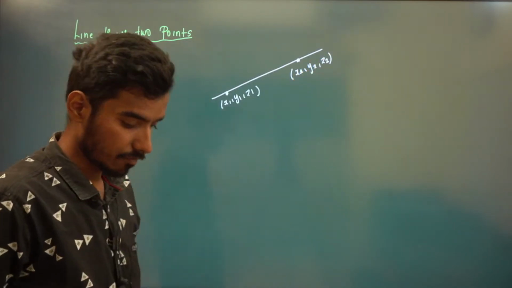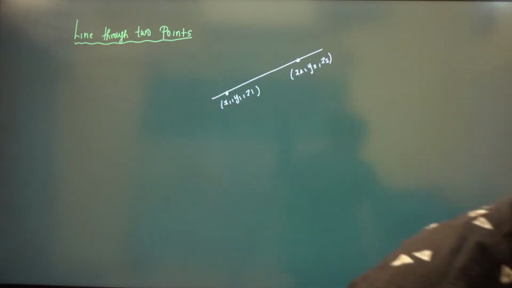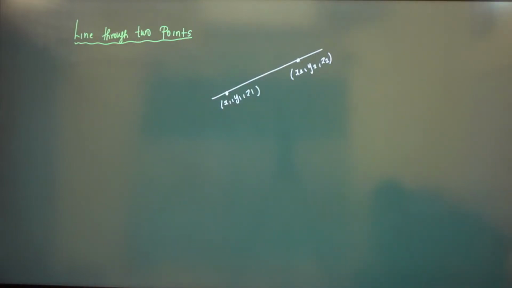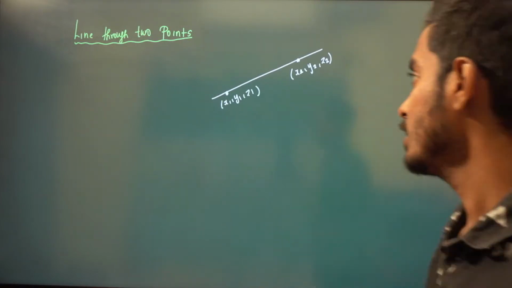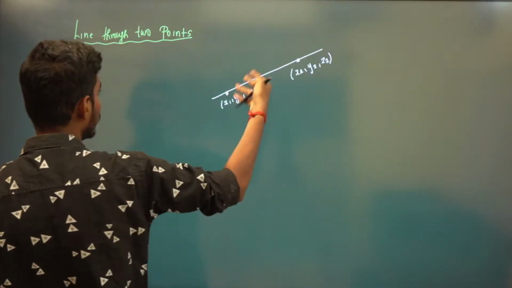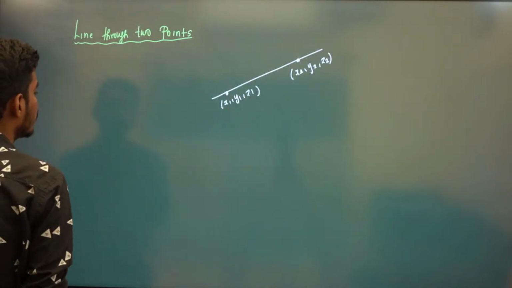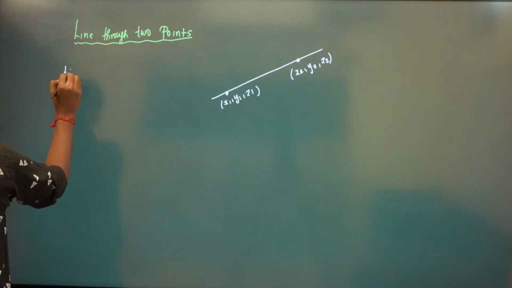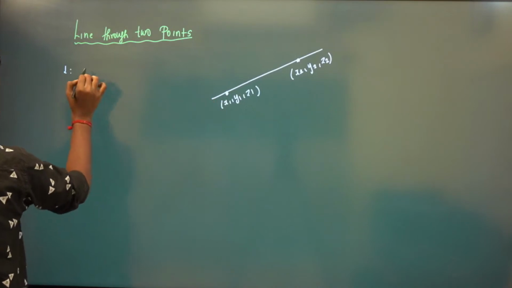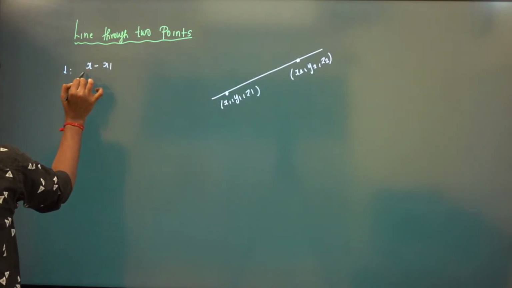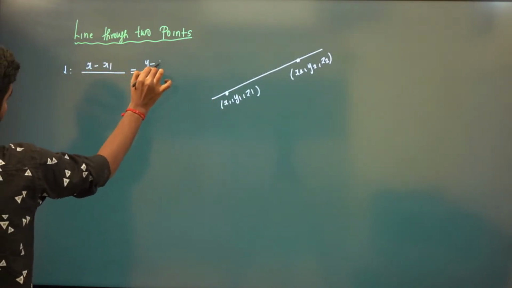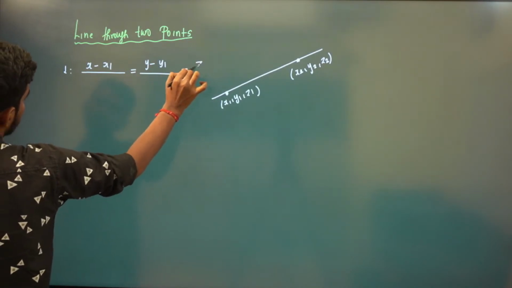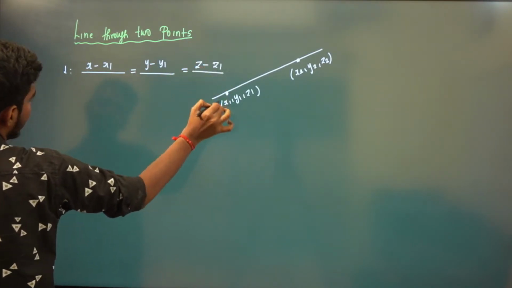To find the equation of a line, you should know one coordinate and the direction ratio, right? Now, very easy. You can take two coordinates, but you can take any one. So the equation is given by, let us take this as the coordinate: x minus x1, y minus y1, z minus z1. So instead of alpha, beta, gamma, taking this point.